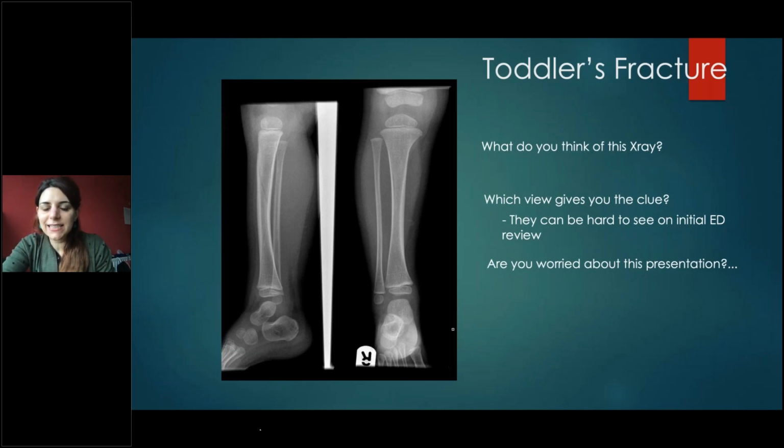But NAI is still a consideration, because traditionally we've associated spiral fractures with NAIs. However, the literature has shown that they are the commonest tibial fractures, especially in toddlers, and in most cases they're not associated with NAI. That doesn't mean that we shouldn't consider it, especially in a case like this where we have a delayed presentation, relatively delayed.